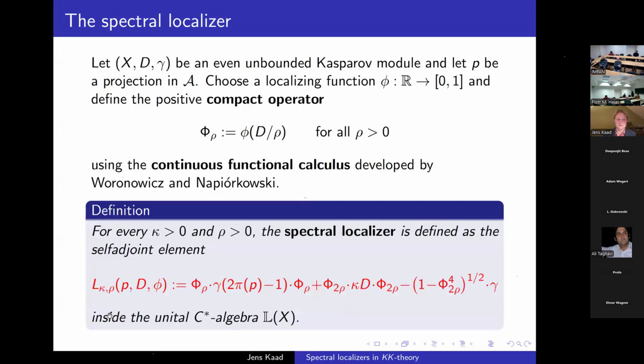So let's see what it looks like. Okay, I fix my parameters kappa and rho, and then I define this spectral localizer. It looks pretty ugly, and I think in order to understand it, you have to compare with the definition of the spectral localizer in the Hilbert space setting. So I have the definition of that spectral localizer on the next slide.